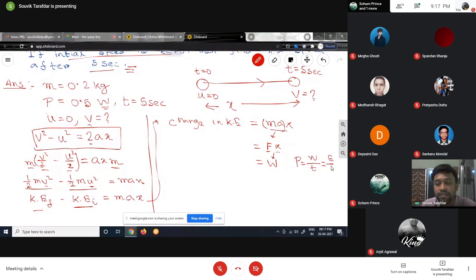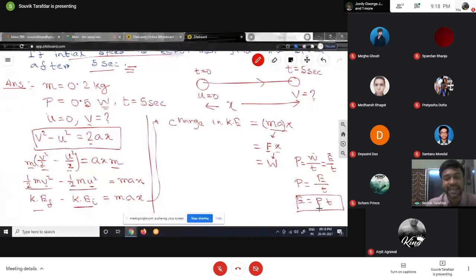Why? Because whatever amount of work you do on an object, that amount of work accumulates in that object in the form of kinetic energy, or in the form of energy, we should say. So in the electricity chapter also we use this formula, no? Power of a bulb is equal to energy consumed by time, isn't it? Remember, in class 10 only, in the electricity chapter, P is equal to E by T. So energy E is equal to P into T.